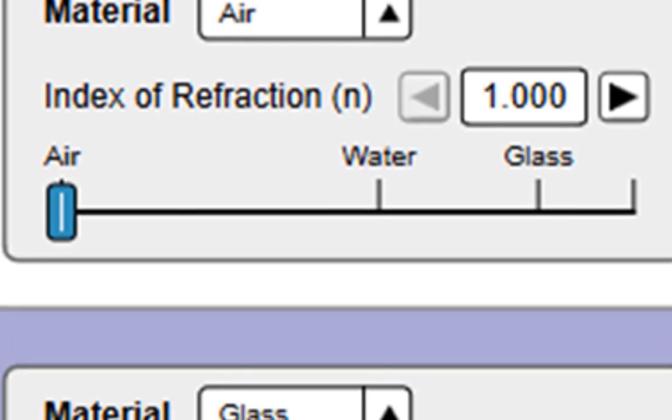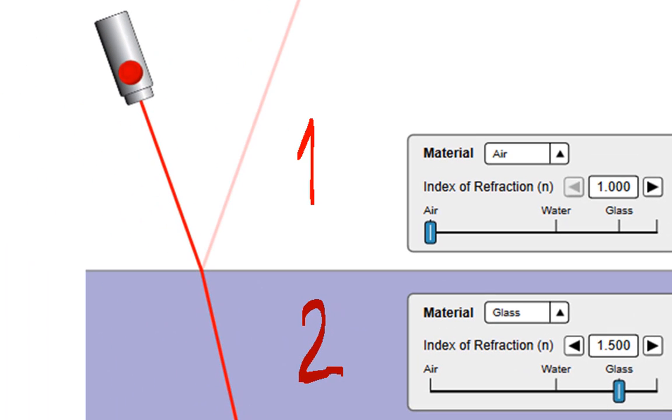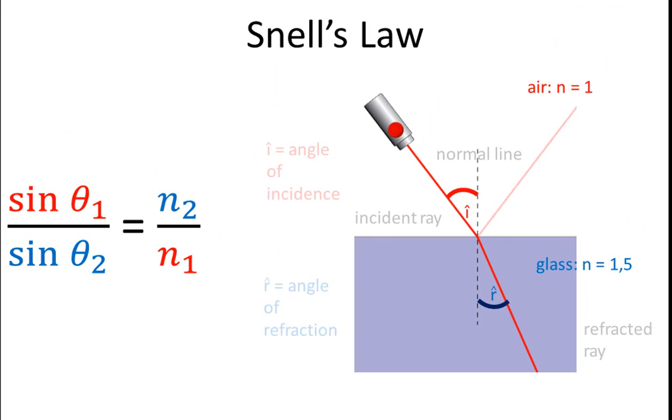It's 1. But light travels slower through glass than it does through a vacuum. How much slower? 1,5 times slower through glass than through a vacuum. That's why n for glass is 1,5. So the bigger the n value, the slower light moves through that material. We say that material is optically denser the bigger that number is, because it's more difficult for light to travel through. So let's go back to Snell's law.